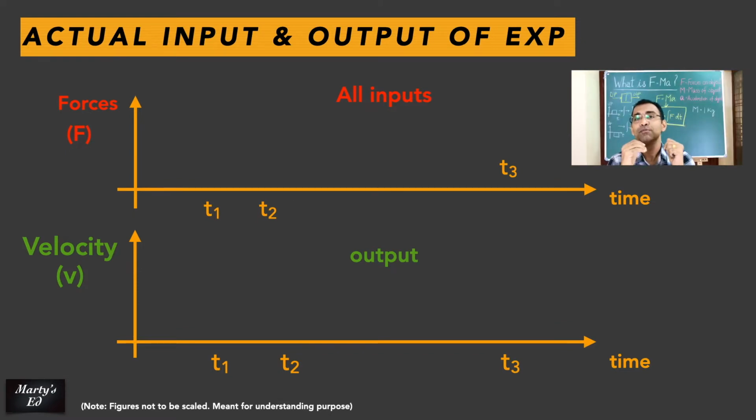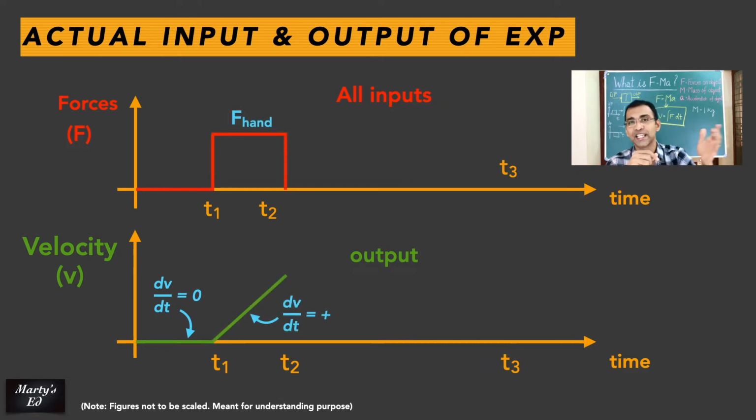So from time 0 to t1, there is no force, there is no velocity. From time t1 to t2, I gave a force. So it is a positive ramp, which means the change in velocity with respect to time is positive. So it is increasing, the velocity is increasing.